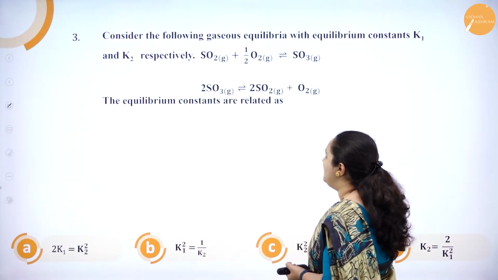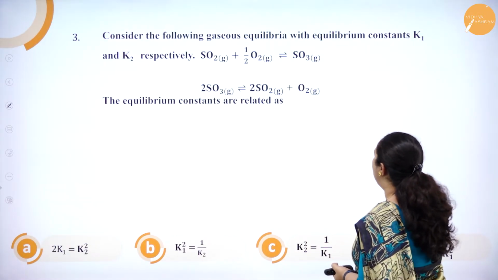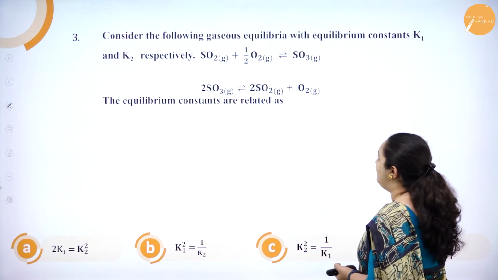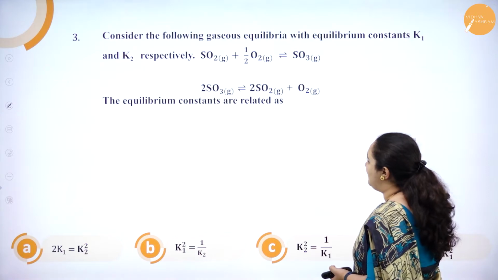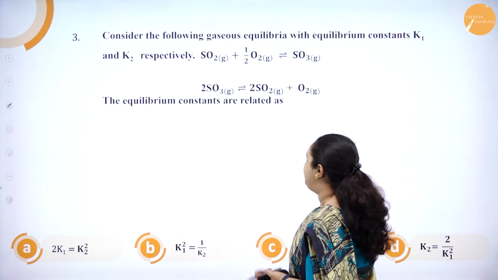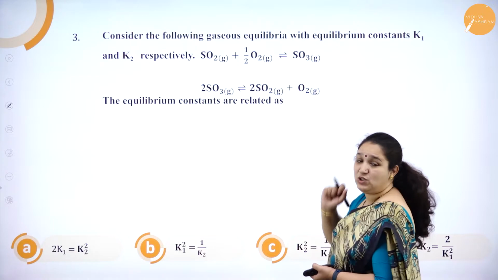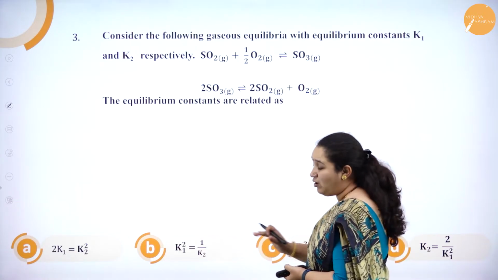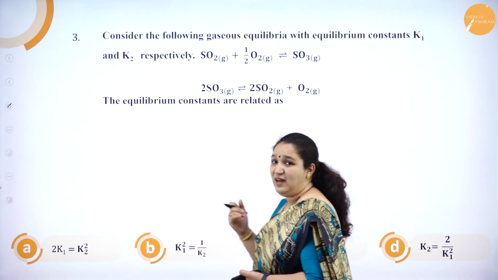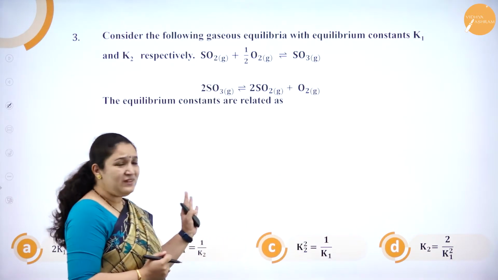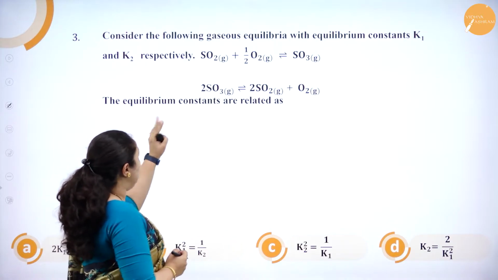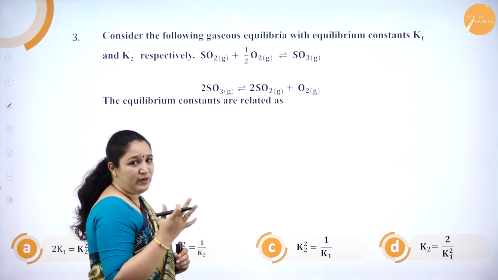Question number 3. Consider the following gaseous equilibria with equilibrium constant K1 and K2 respectively. The equilibrium constants are related as. Okay. Now they have given 2 equations. I am not reading the options now. Directly we can solve and we can come to a conclusion. That way it is actually easier. That's the reason I am telling we will just do it that way.